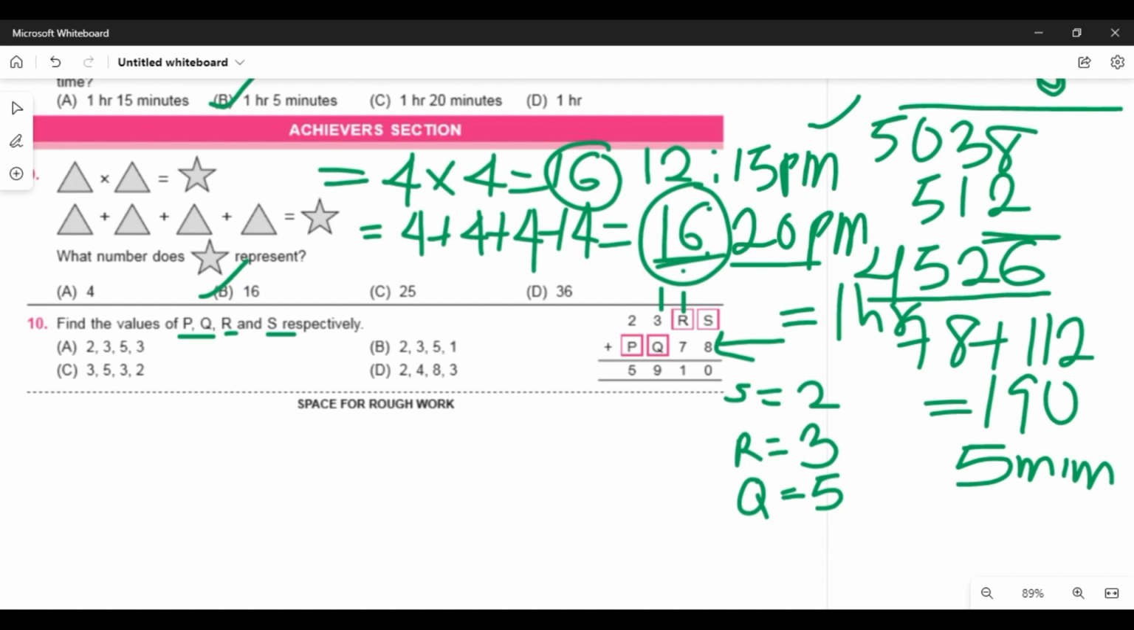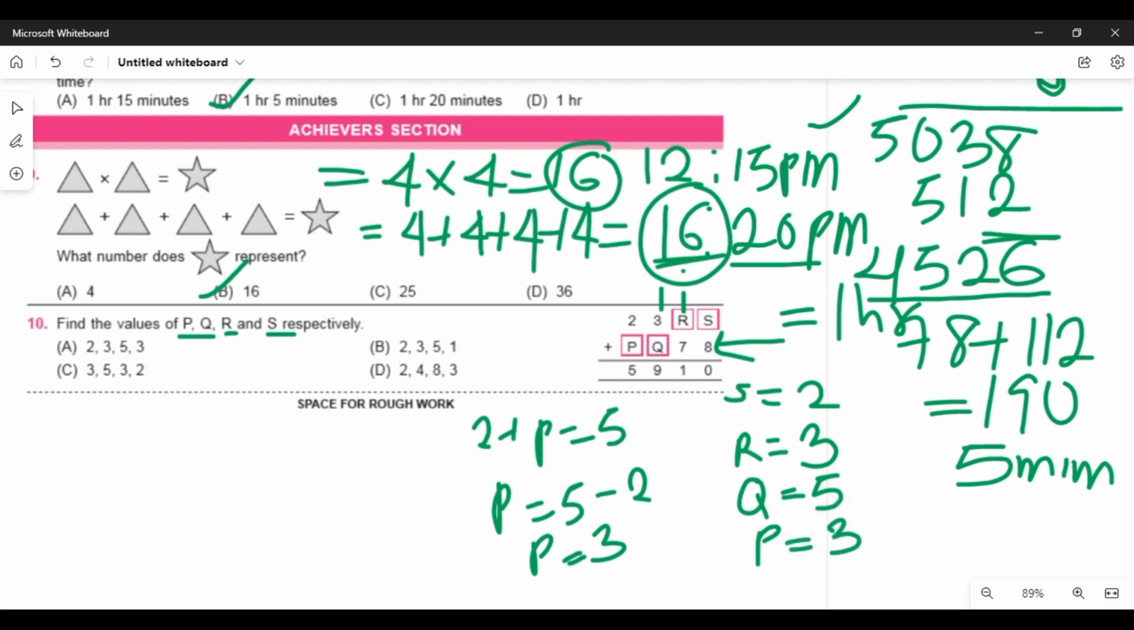Finally, we look at our P. Our P, we don't know what it is, but 2 plus P is equal to 5. So our P will be equal to 5 minus 2. So our P will be equal to 3. So what option do we have? We have our P to be 3, we have our Q to be 5, we have our R to be 3, and we'll have our S to be equal to 2. So the best option is option C.